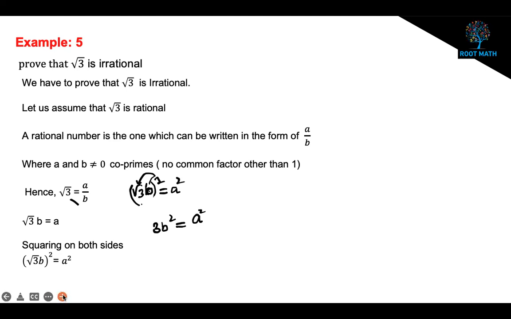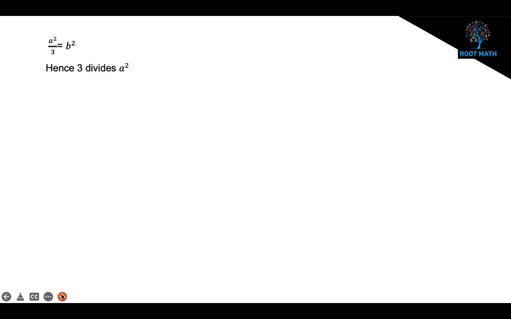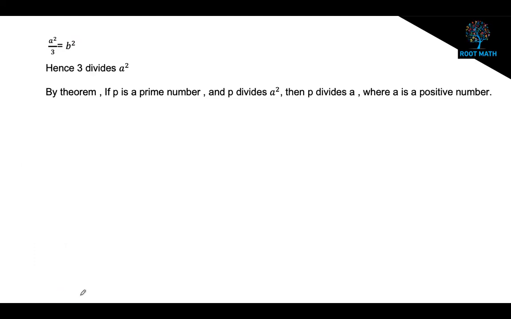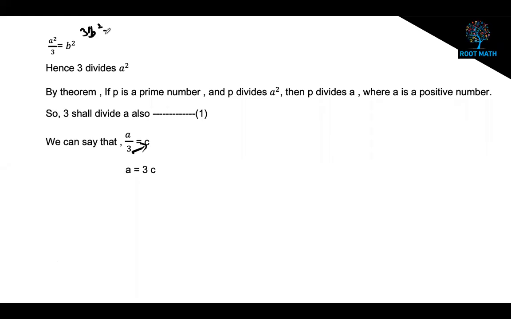From here, we are going to write a squared divided by 3 is equal to b squared, which means that 3 divides a squared. From the theorem statement, we can say when 3 divides a squared, 3 divides a also. When 3 divides a also, it will give you a perfect number as a quotient. Take it as c. So a divided by 3 equal to c. Do cross multiplication, a is equal to 3c. Put this a is equal to 3c here, in 3b squared is equal to a squared.